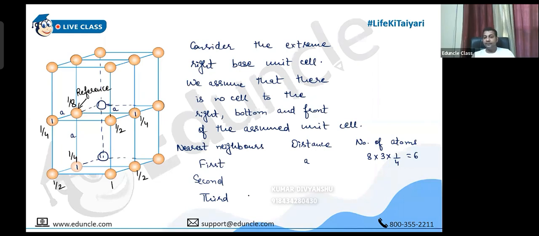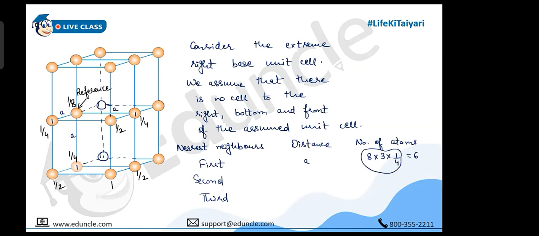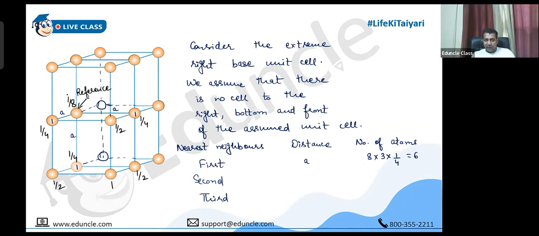Is it clear to all? First one, first nearest neighbor distance and the number of atoms. This one is clear? Why did I multiply by 8? Because the contribution of the reference is 1 by 8, so there will be 8 of them. Clear?